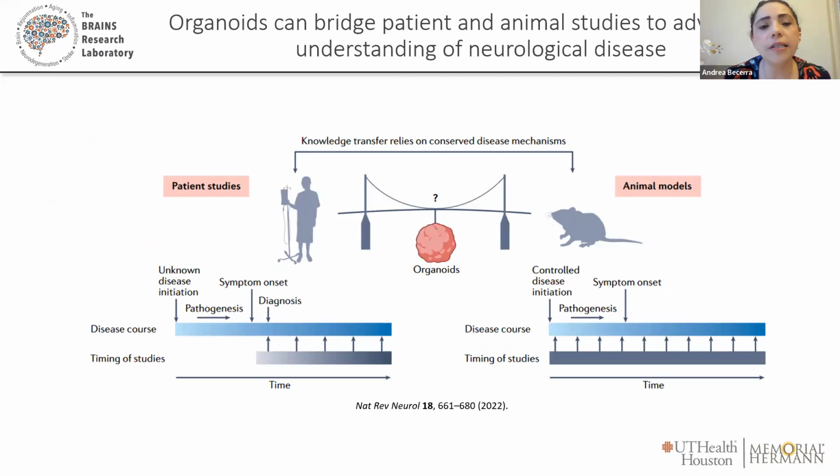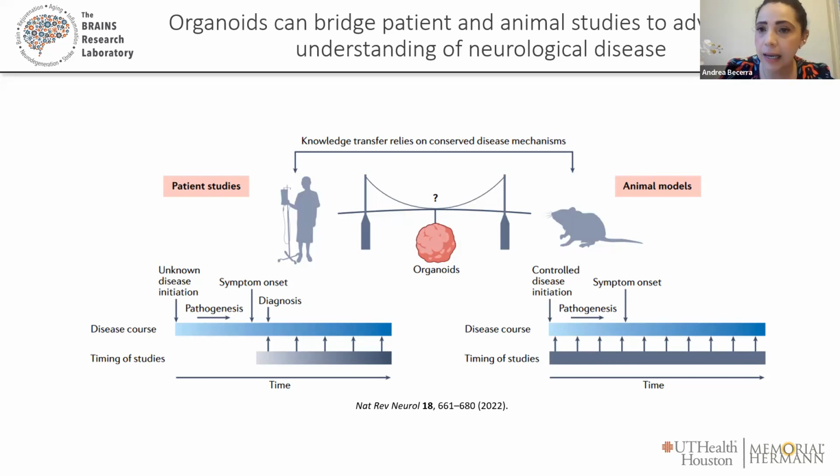For those reasons, organoids can bridge patient and animal studies to advance our understanding of neurological diseases. Classically, patient studies start mostly when the symptoms appear or at diagnosis. However, the initiation of the disease is unknown, which makes it difficult to start studies in patients. In animal models, we can control the disease initiation, follow the pathogenesis and symptom onset, and make a timeline of this course.